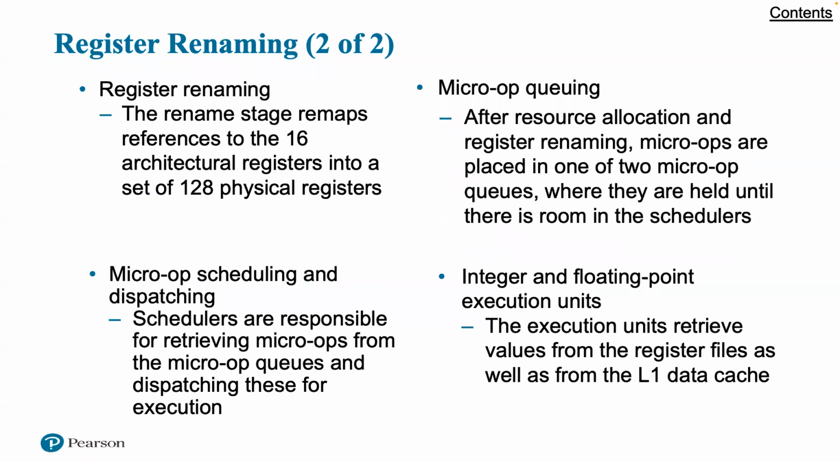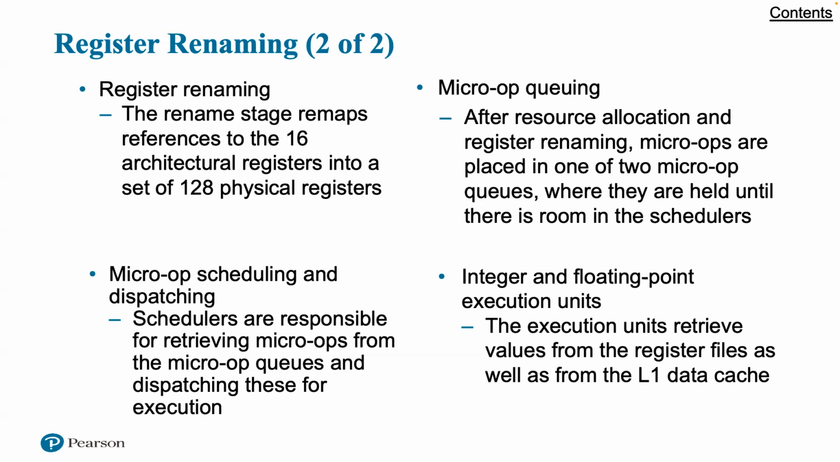The renaming stage remaps references to the 16 architectural registers, that is the 8 floating point registers plus EAX, EBX, ECX, EDX, ESI, EDI, EBP, and ESP, into a set of 128 physical registers. This stage removes false dependencies caused by a limited number of architectural registers while preserving the true data dependencies, read and write.